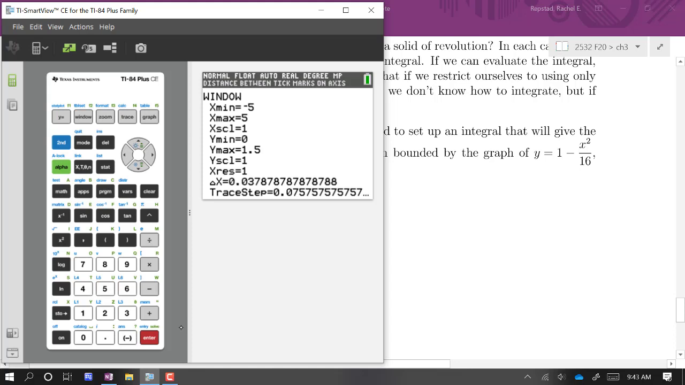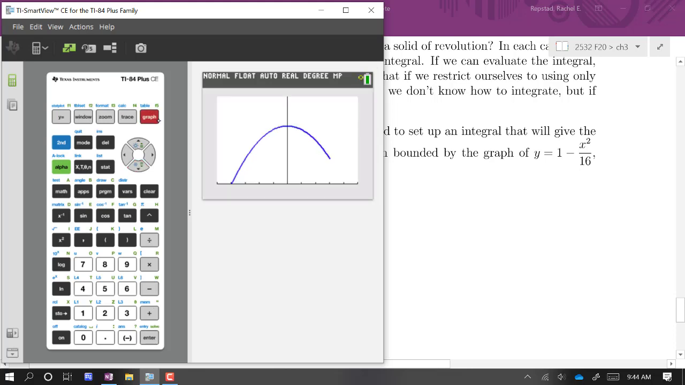Now, 1 minus x squared over 16 between -4 and 4 is entirely positive, so I only need the y min to be 0, and the maximum value on that window is 1, because we're taking 1 and then we're subtracting something positive from it as I move away from x equals 0. So I'll have a y max of 1.5 there, and we'll see what it looks like. Okay, so it looks something like that.